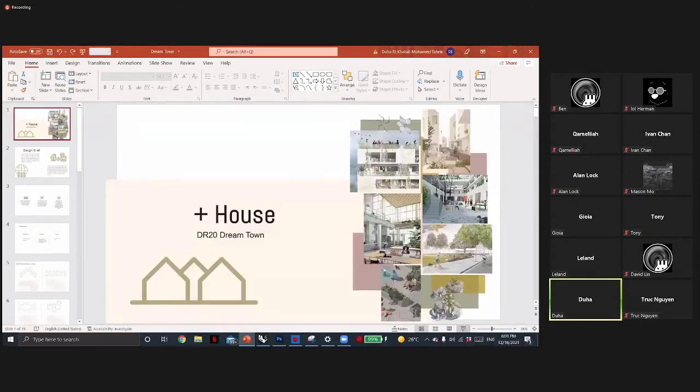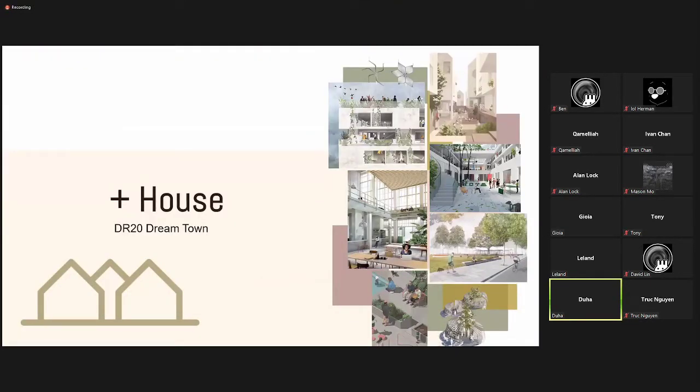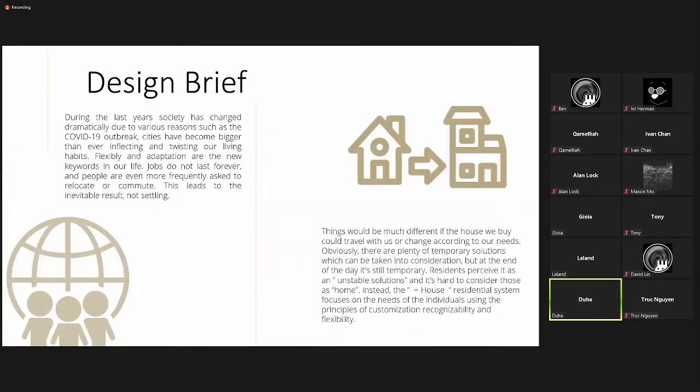So today I'll be presenting my project, which is called Plus House under the Dreamtown workshop. So just a recap from the midterm review. The main concept of this project came from the fact that in the last few years society has been changing dramatically for many reasons, such as the COVID-19 outbreak, and this has twisted our life habits. Because of this, flexibility and adaptation are becoming the new keywords in our lives.